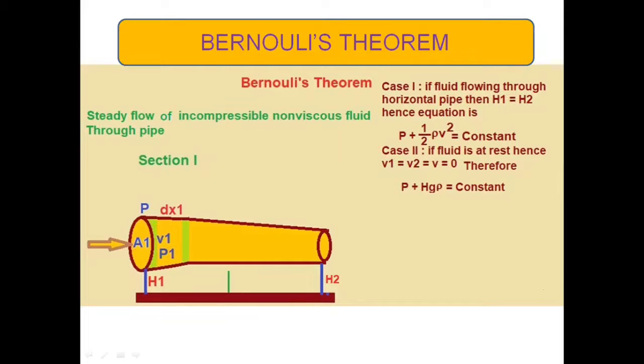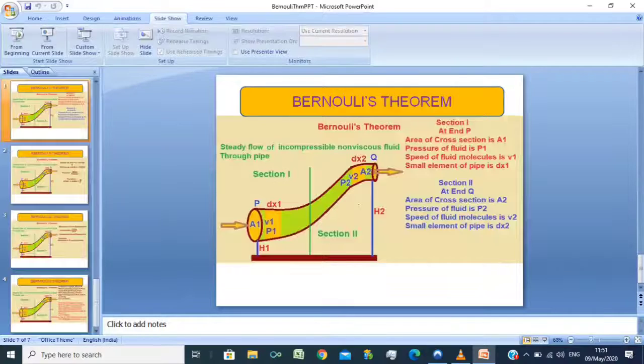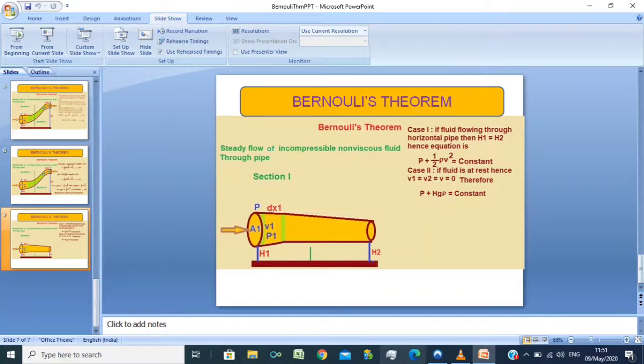So this is about Bernoulli's theorem, and this theorem gives us how pressure, density, speed of the molecule, and the nature of the velocity behave when that liquid is flowing through the pipe at different heights. If that liquid is flowing at the same height, what will happen? So this is about Bernoulli's theorem given here.